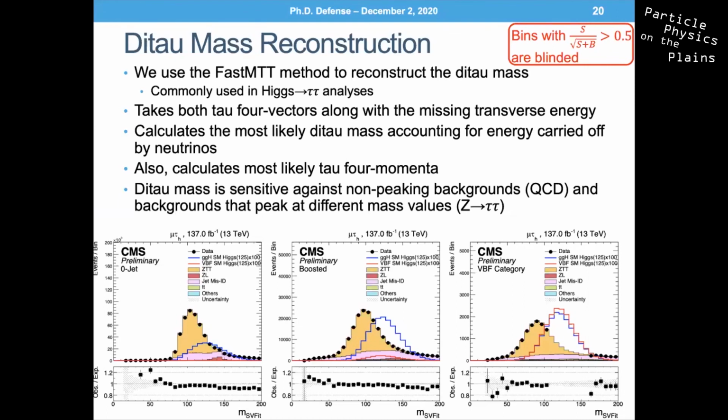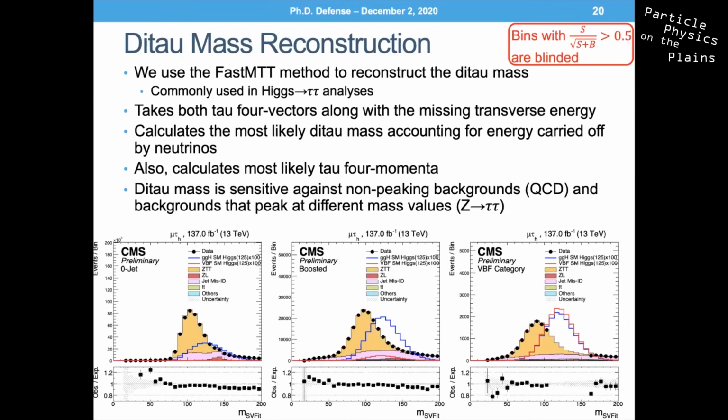The first observable I'm showing here is the di-tau mass reconstruction. The di-tau mass for our signal samples should be the Higgs mass. This allows us to separate Higgs to tau-tau from Z to tau-tau because they should peak at different masses. So we use the fast MTT method to reconstruct the di-tau mass, which is just a common method used in Higgs to tau-tau.